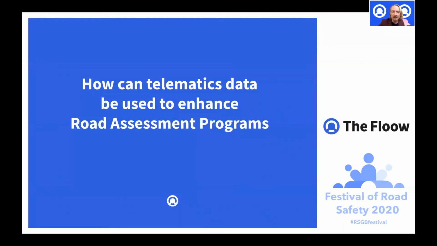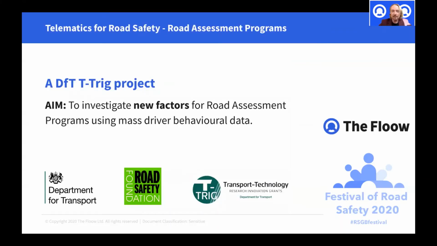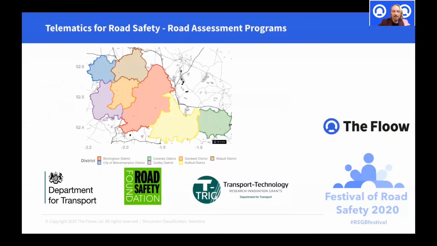So how can we use telematics data to enhance such programs when road assessment is looking across a very wide range of roads in order to determine where to spend money to prioritise road safety programs? To study this, we've been involved in a research study based in the West Midlands and working with the local authorities there. This was funded by the Department for Transport under a TTRIG research innovation grant, and worked closely with the Road Safety Foundation. This project was evaluated across the entire West Midlands, over every road in that area, using several years of data in order to determine the behaviour that's occurring on those roads, to pick up information that we can use to try and see how to improve road assessment programs.